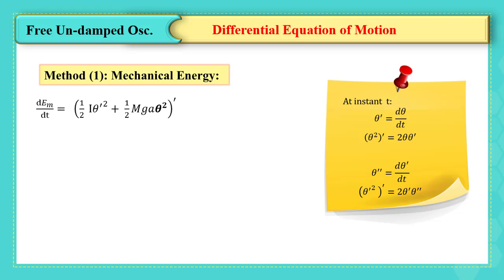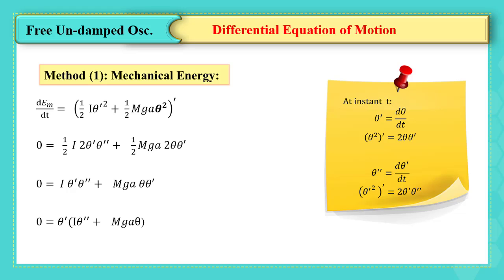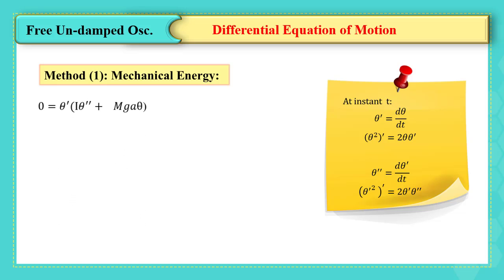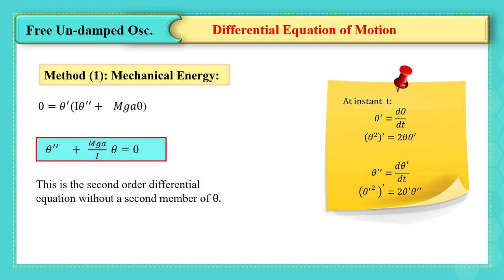Let's try to find the derivative of the mechanical energy then. So we can write it as half I 2 theta prime theta double prime plus half mga 2 theta theta prime, then divide by half and take theta prime common. You will find that theta prime into (I theta double prime plus mga theta) equals 0, where theta prime is not 0. We can say that theta double prime plus mga over I theta is 0, and this is the second order differential equation.